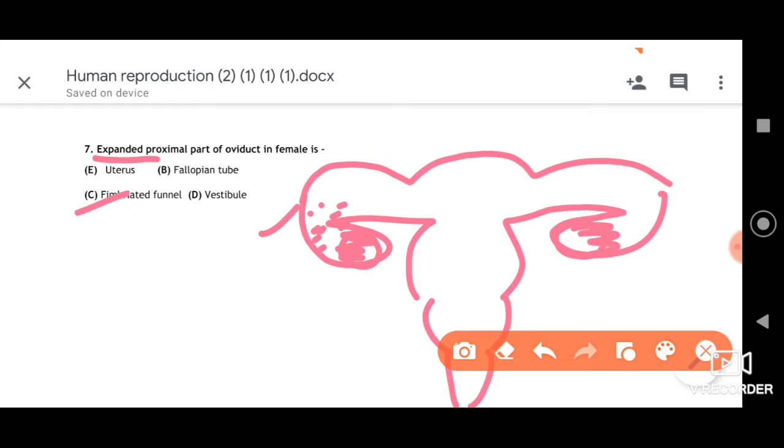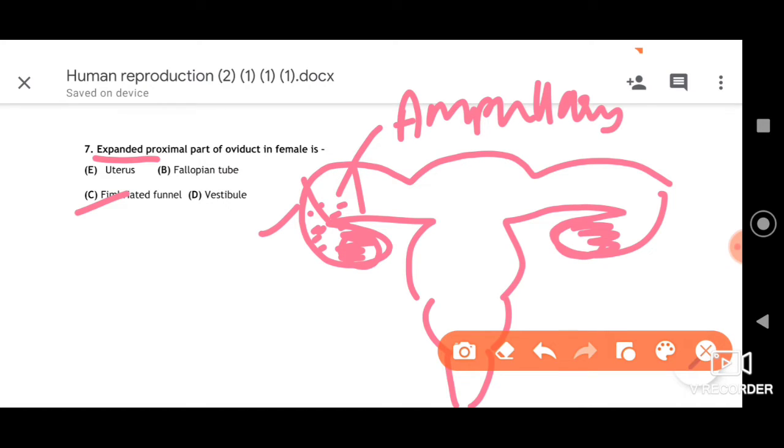So in the fimbriated funnel, the egg is picked up, and further the fimbriae, the finger-like projections, will push it to the ampullary-isthmic junction here. Ampulla and isthmus are present, right? Where fertilization occurs, to that junction it is pushed by the fimbriae, my friends. So the expanded part of the oviduct in female, generally we represent it as what, children? The fimbriated funnel, dear friends. So please go for option C, that is your right answer.